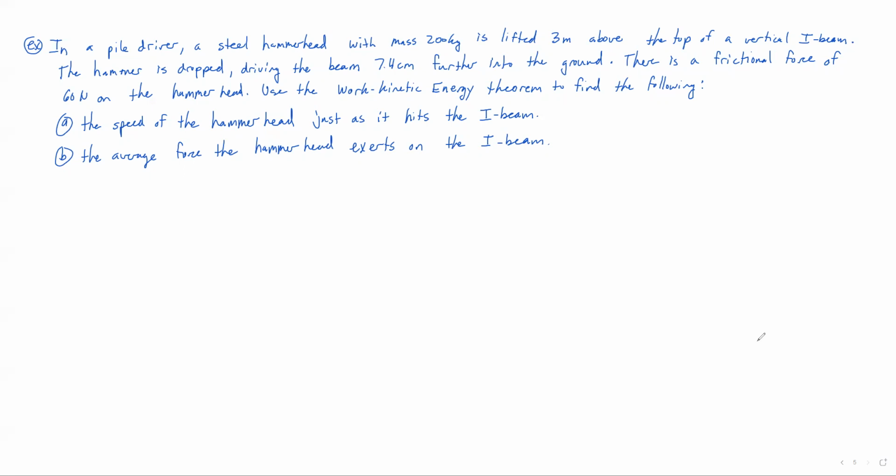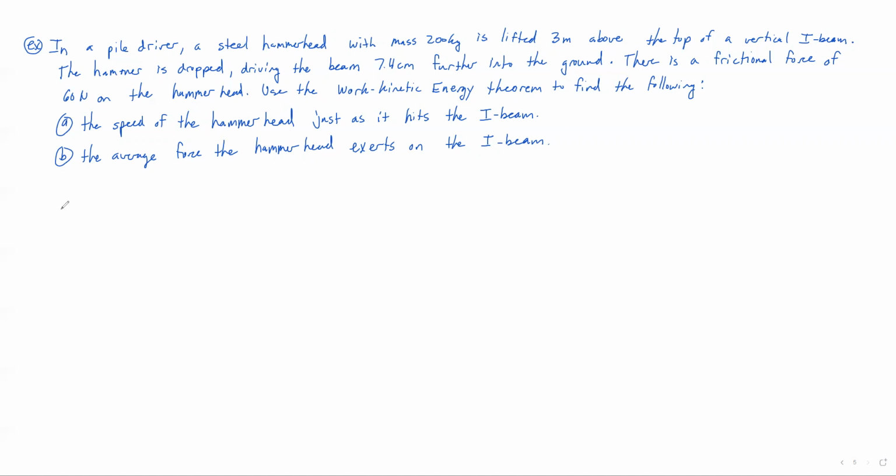So there's a frictional force of 60 newtons on the hammer. We're going to use the Work-Kinetic Energy Theorem to find the following. First, we'll find the speed of the hammerhead just as it hits the I-beam. Then we'll find the average force the hammerhead exerts on the I-beam itself. So let's start by drawing a diagram.